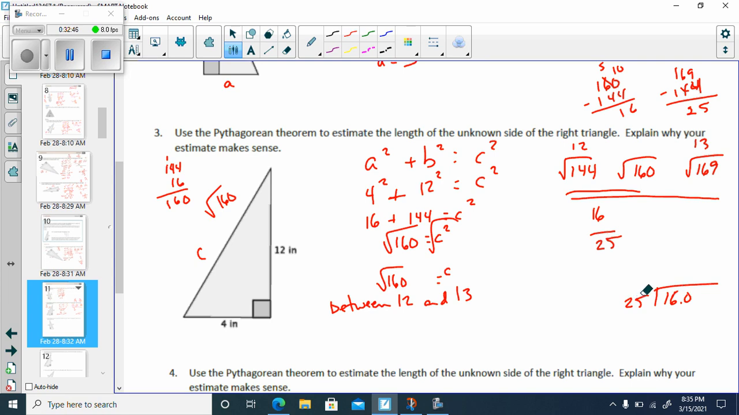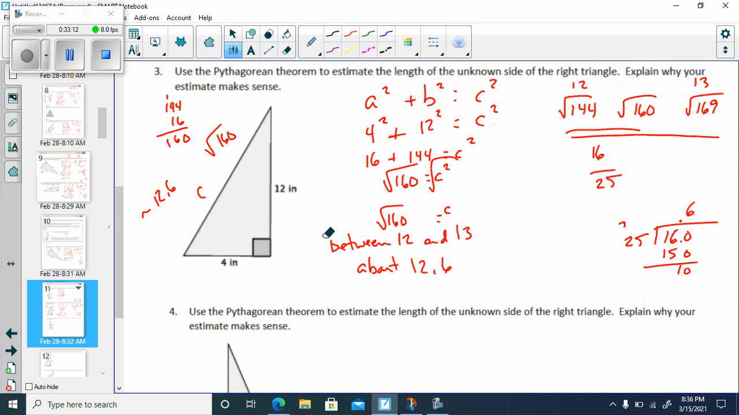25, 50, 75, 100, 125 would be 6. So let's do that. 6 times 5 is 30. 2 times 6 is 12. 13, 14, 15. Only have 10 left over, so it's 0.6. This is about 12.6, okay? It's what we're looking at. Make sense? That means approximately, that little squiggly line.